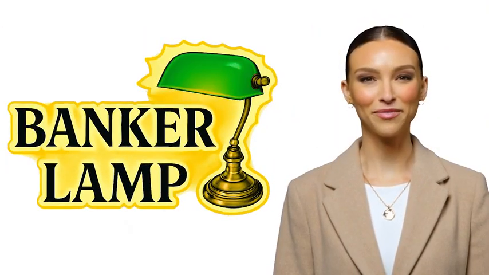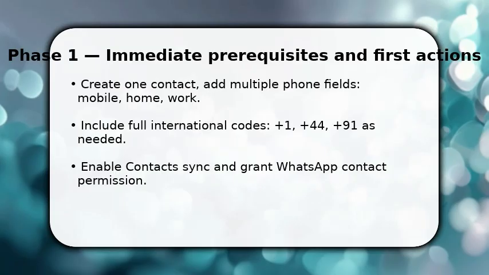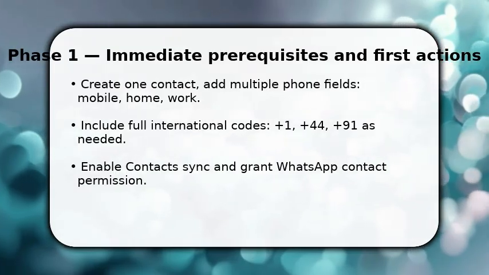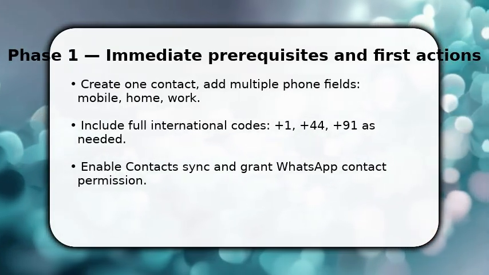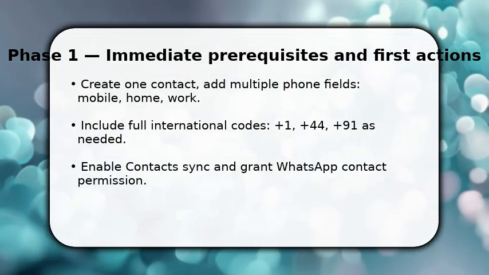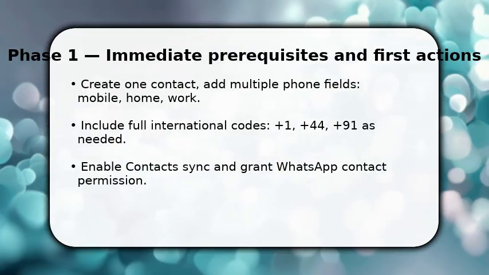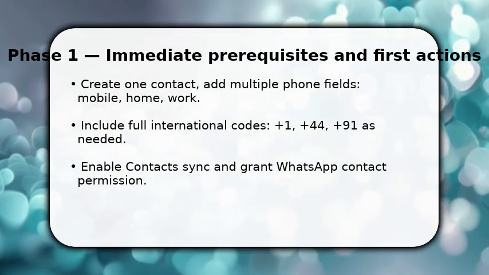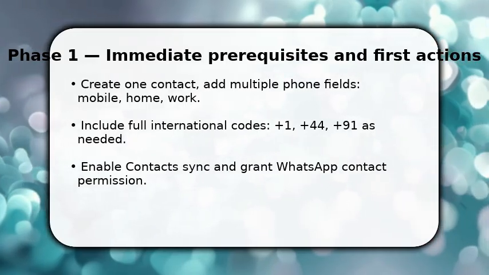Please enjoy the video. You start by saving all numbers under one contact so WhatsApp can list them together. Open your phone contacts, tap New, then add separate phone fields for each number: mobile, work, home. Make sure you include the full country code like +1 or +44 to avoid lookup errors.